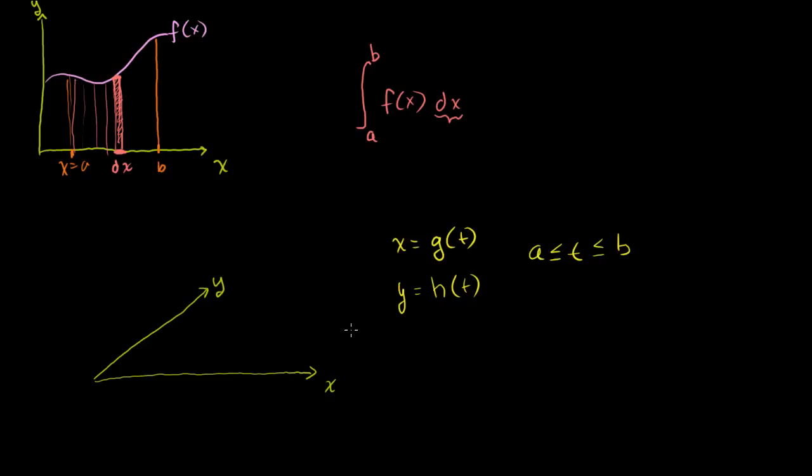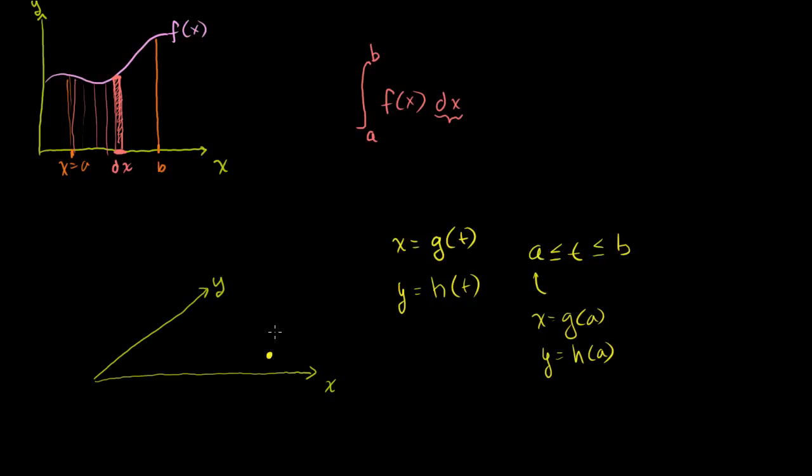And if this seems confusing, you might want to review the videos on parametric equations. But essentially, at t equal to a, you're going to have x is equal to g of a, and you're going to have y is equal to h of a. So you're going to have this point right here. I'll just draw a random point here.